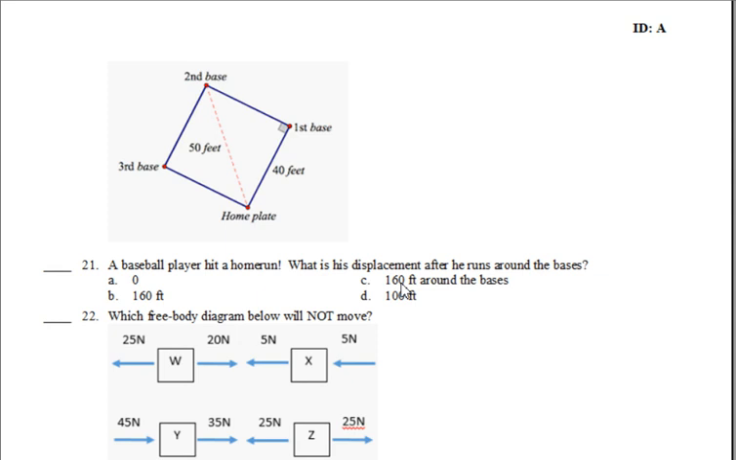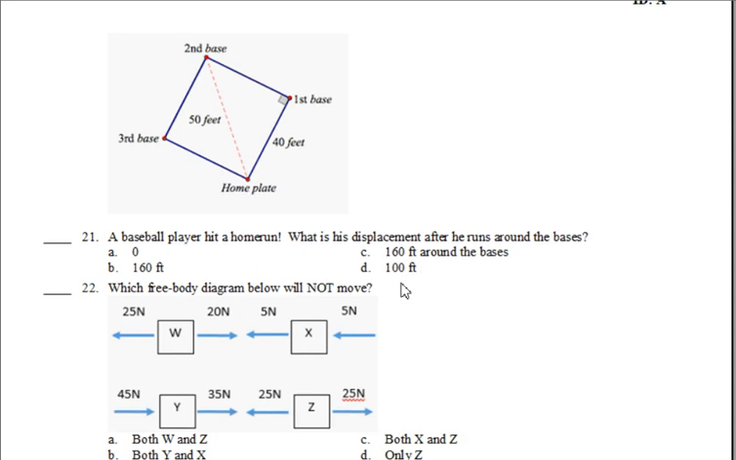Number 21. You have a picture here of a baseball diamond. A baseball player hit a home run. What is his displacement after he runs around the bases? So look at your picture up here, and do you think his displacement is A, 0, B, 160 feet, C, 160 feet around the bases, or D, 100 feet?